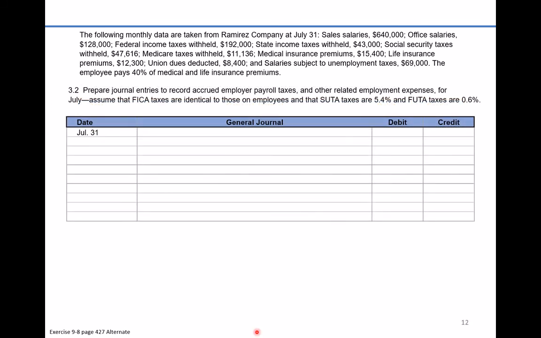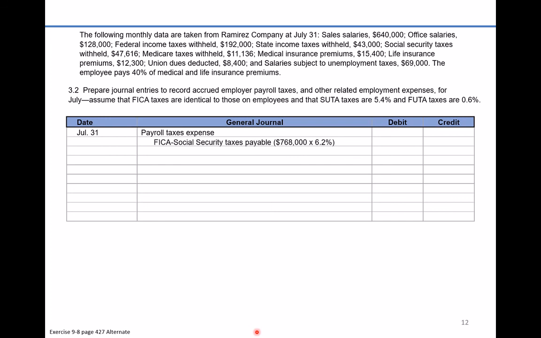Now it says, prepare journal entries to record accrued employer payroll taxes and other related employment expenses for July. It says, assume that FICA taxes are identical to those of employees and that SUTA taxes, the state unemployment taxes, are 5.4% and FUTA, federal unemployment taxes, are 0.6%. That is 0.6%, so less than 1% for FUTA and 5.4% for SUTA.